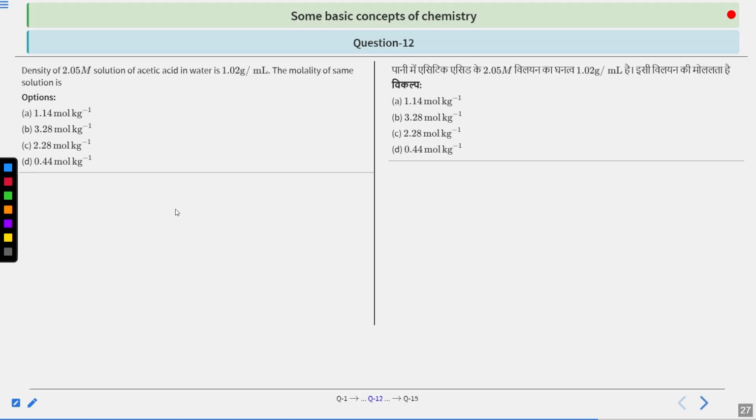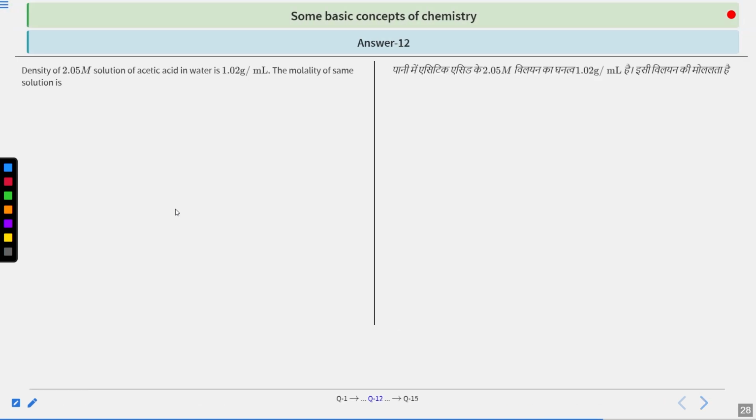Question number 12. Density of 2.05 molar solution of acetic acid in water is 1.02 gram per ml. The molality of the same solution is, options are A 1.14 mole per kg, B 3.28 mole per kg, C 2.28 mole per kg, and D 0.44 mole per kg. Okay, so let us see the solution.